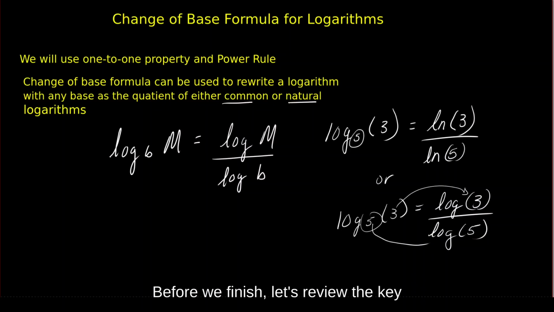Before we finish, let's review the key ideas from this lesson. The product rule allows us to turn multiplication into addition. The quotient rule allows us to turn division into subtraction. The power rule allows us to move exponents in front of a logarithm as coefficients. Using these three properties, we can expand complicated logarithmic expressions into simpler parts or condense several logarithms into a single expression. We also learned the change of base formula, which allows us to evaluate logarithms with any base using the common logarithm or the natural logarithm functions available on your calculator.